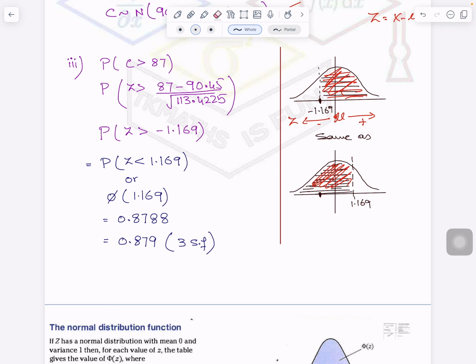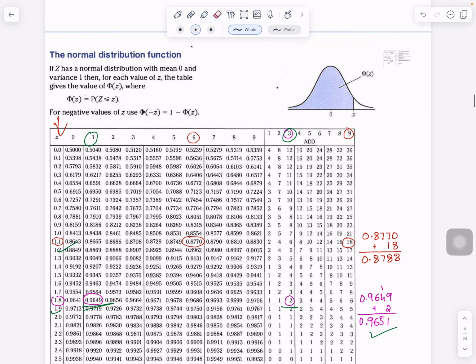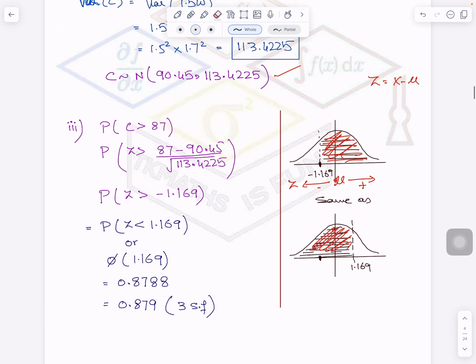If I take you to the table, 1.169. I have done it here with the red color. Oh, not this one, sorry. So it is 1.169. So it is this one and this one, and I have added them here. Okay, this is a mistake. So this is how you get the probability.